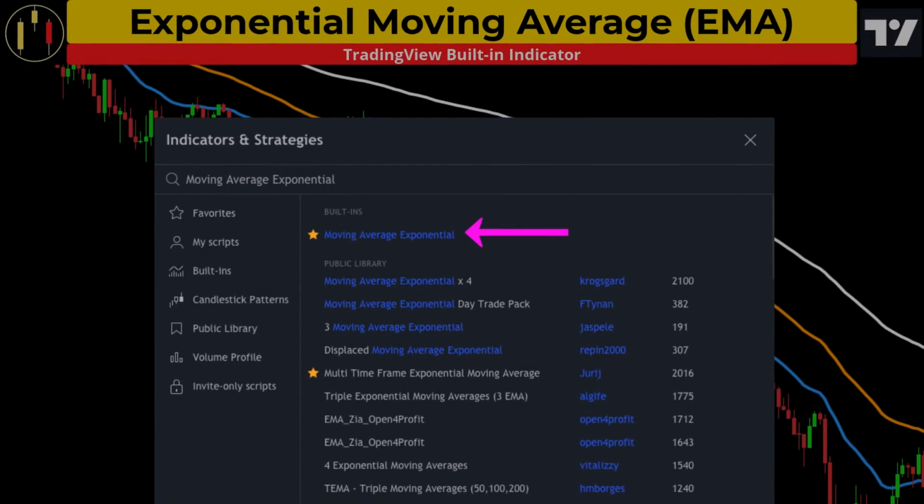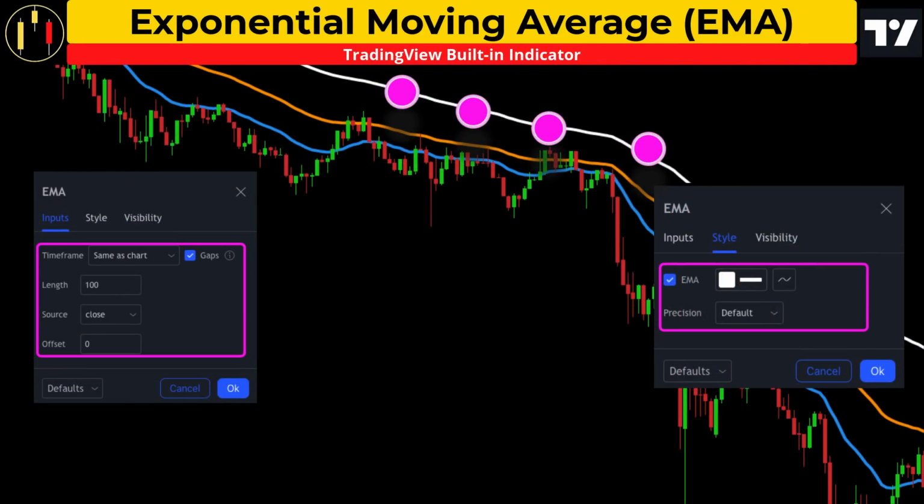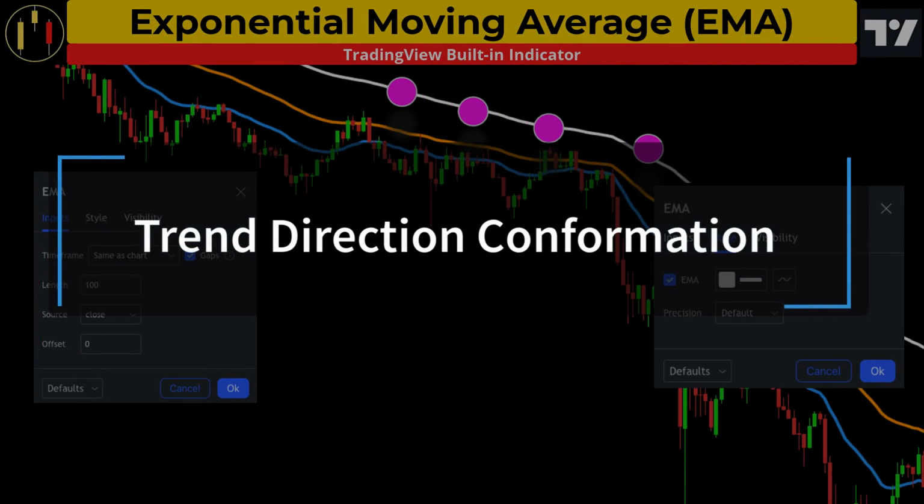The first indicator is the Exponential Moving Average, or EMA. I am going to set the length to 100 and color it in white. The 100 EMA will be used for trend direction confirmation.